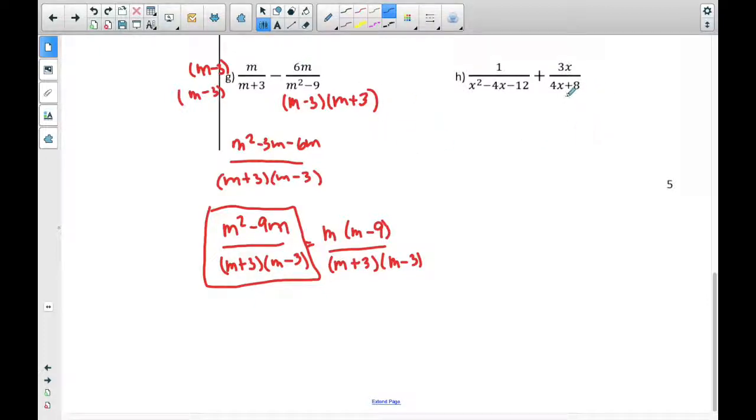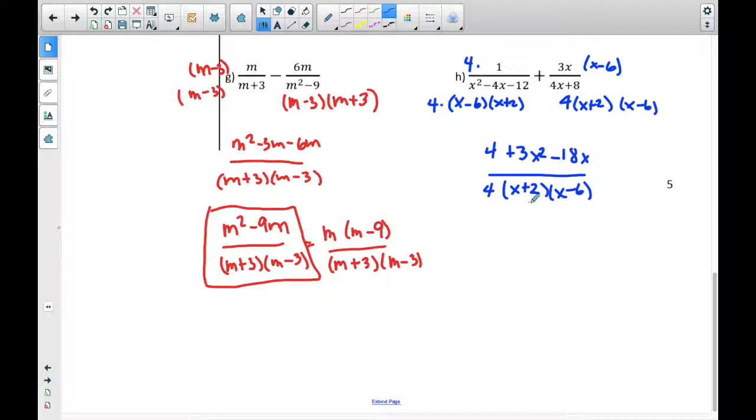Okay, last example is, again, we have to factor this first. So I'm going to factor out a GCF on this one, and I'm going to factor this one as a trinomial. And as I do that, I can see they both have an x plus 2, but the left-hand side needs a 4, and the right-hand side needs an x minus 6. Okay, so my denominator, it's a common denominator, I'm going to keep that there. My numerator, I'm going to multiply and simplify.